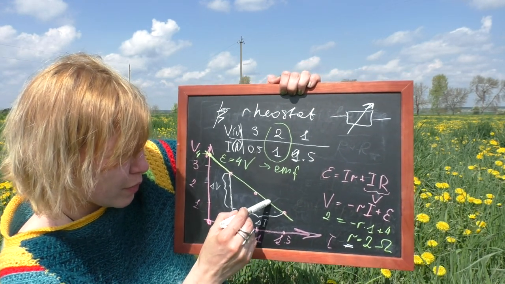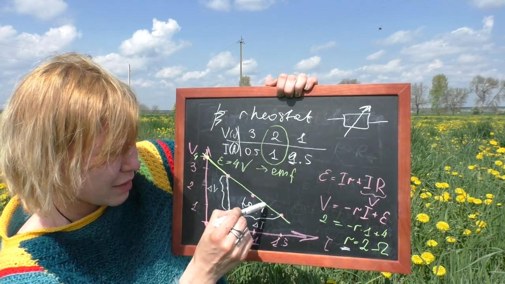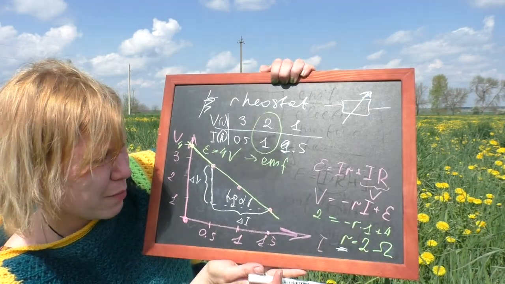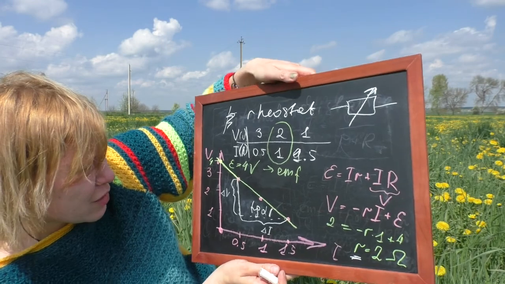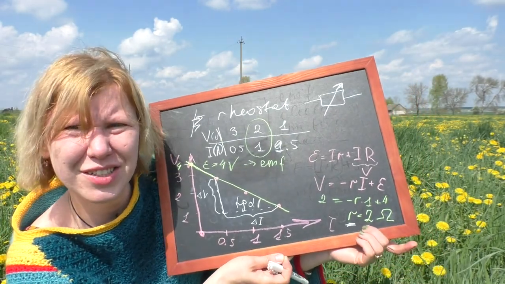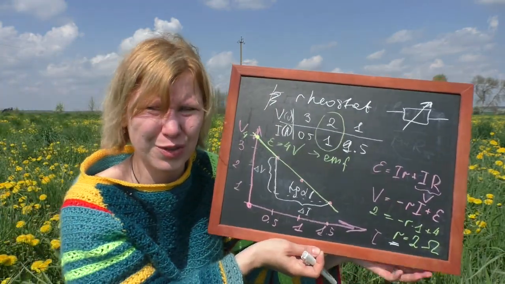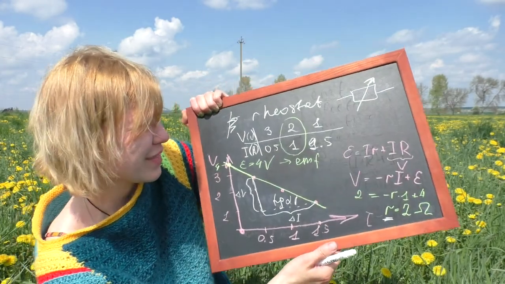So we will have the tangent of this angle, for example angle alpha. And this tangent is also 2. So this tangent is connected to this r small. That's also a variant of how we can find this small r. That's it.